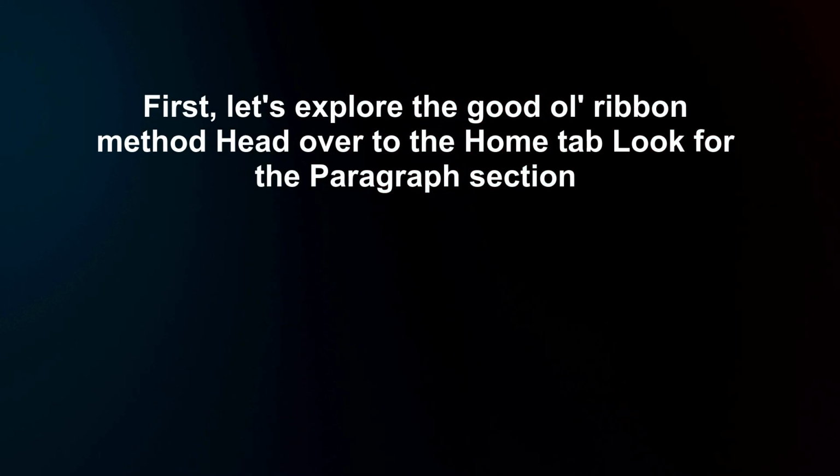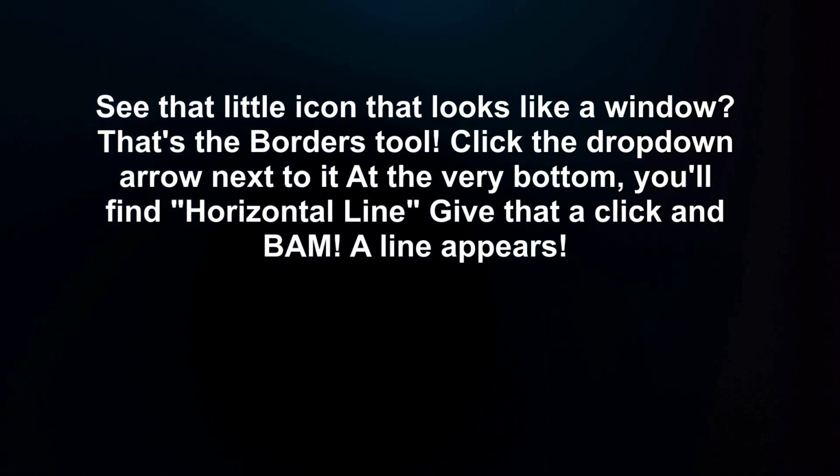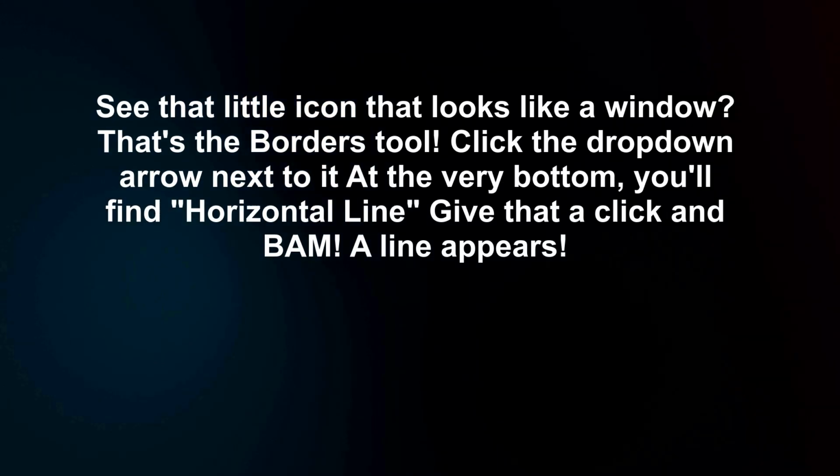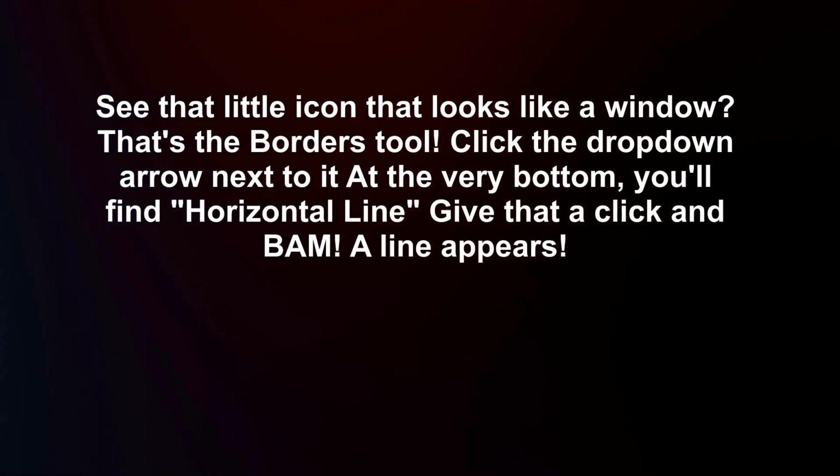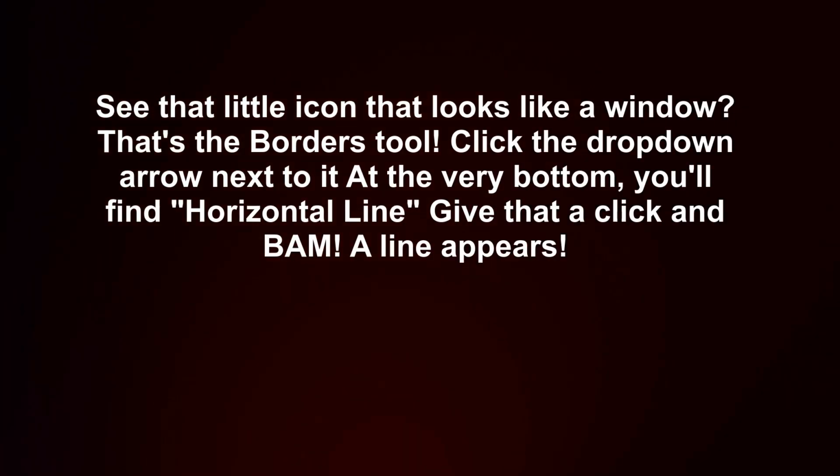Head over to the Home tab, look for the Paragraph section. See that little icon that looks like a window? That's the Borders tool. Click the drop-down arrow next to it at the very bottom. You'll find horizontal line, give that a click and bam, a line appears.